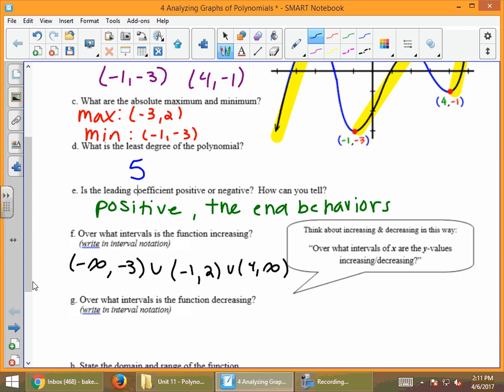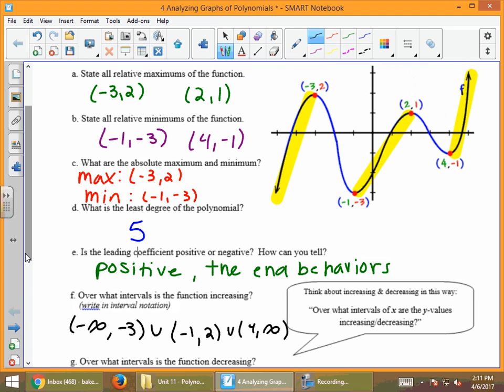We always put parentheses around our numbers and infinity when we're doing increasing and decreasing, because we're technically not increasing at negative 1. That's just where we start to increase. We're not increasing at positive 2. That's where we stop increasing. Everything in between those, we are increasing. The endpoints are not included, so we want to put parentheses.